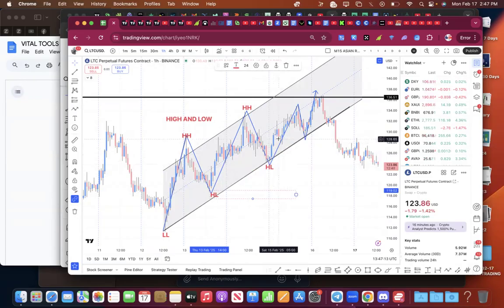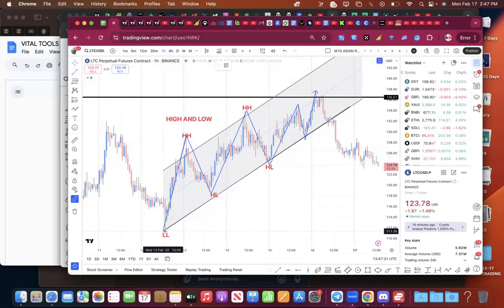Now, when you look at the market continuing to move up again, we have another higher high, another higher low, another higher high. Now, this is where it's becoming more interesting. It's becoming more interesting because you are now looking at the way the market was moving. So what we say is that this is a market structure.